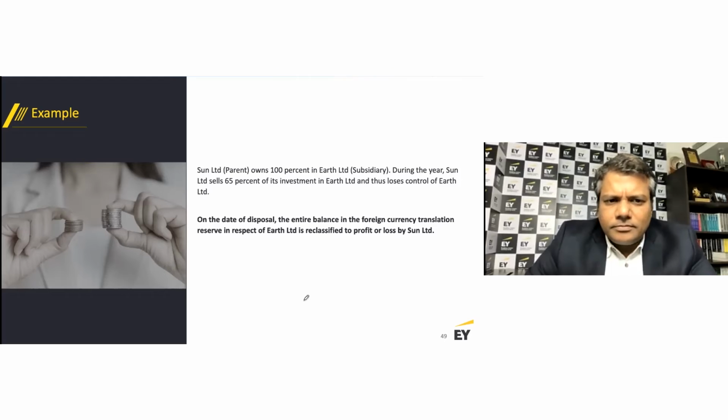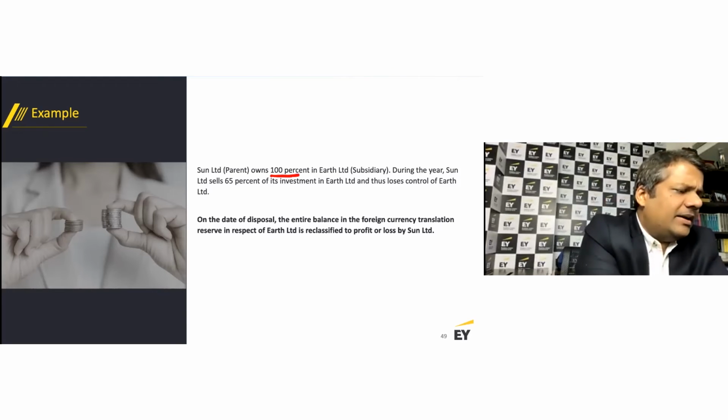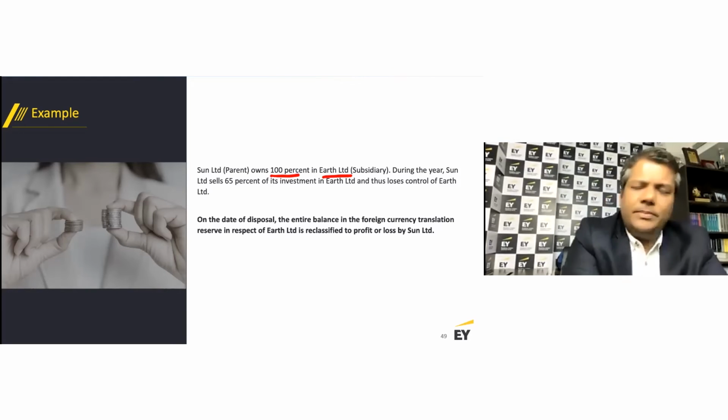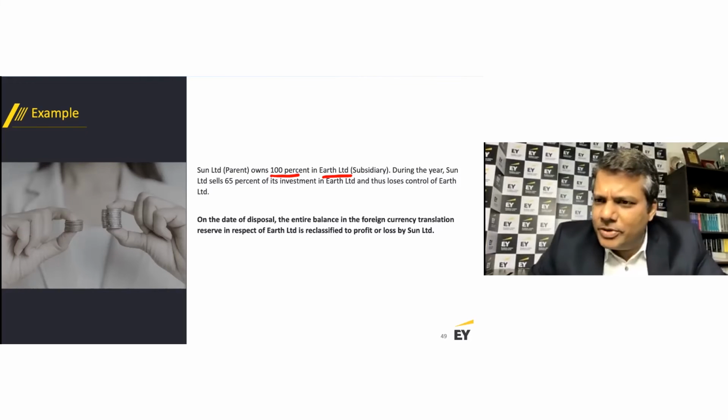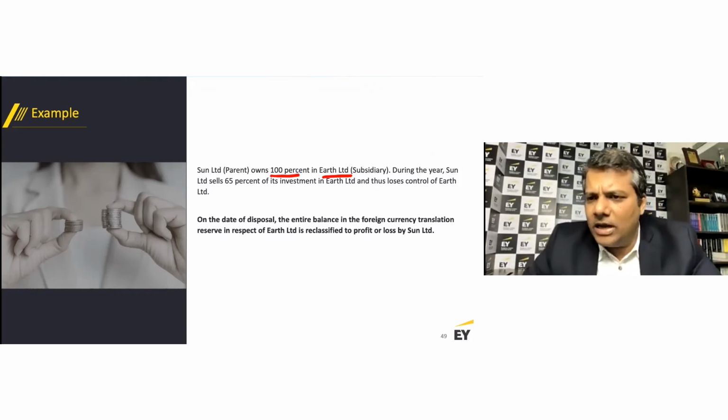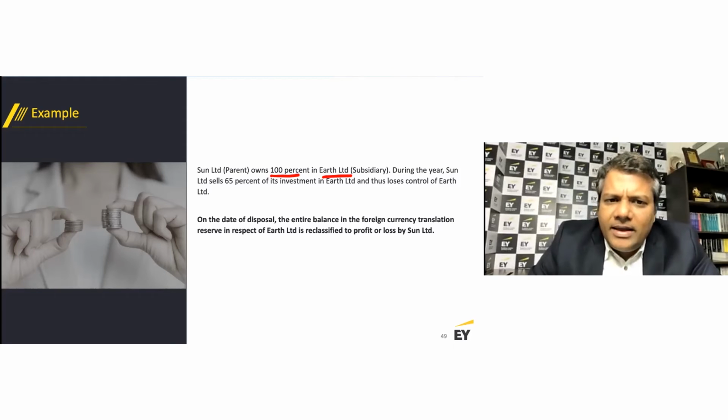Okay. So Sun Limited owns 100% in Earth Limited. During the year, Sun Limited sells 65%. I mean, 35% is the interest which I have retained, but 65% is what I have sold. That is, I have lost control. It's no longer my subsidiary. On the date of disposal, the entire balance in the foreign currency translation reserve in respect of Earth Limited is reclassified to profit and loss account.